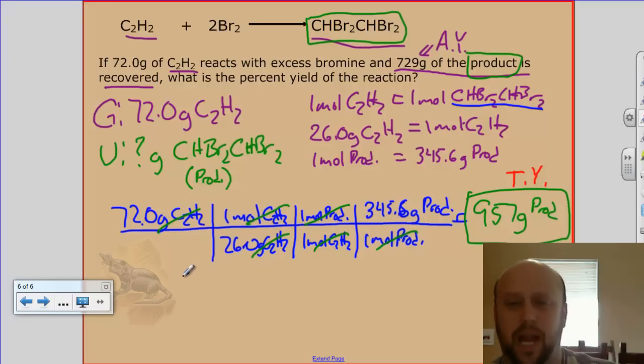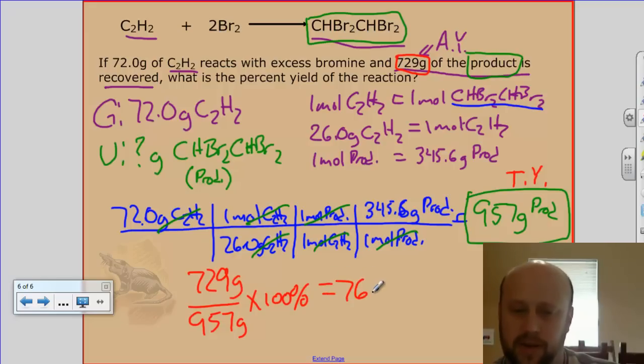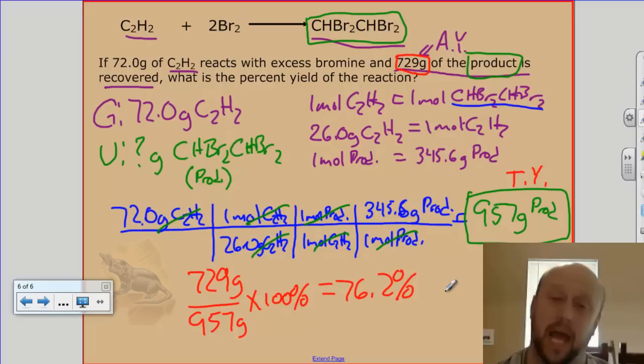So what do I do with that? Okay, I then take my actual yield that, remember, is back in the problem. Okay, 729 grams. I divide it by the theoretical that I just calculated. Okay, and then multiply it by 100. And when I punch that out, I'm going to get 76.2%. I'm going to keep 3 sig figs here because I had 3 in each of these things. Really, with percent yield, I don't worry as much about sig figs. I usually at least keep 1 decimal place.